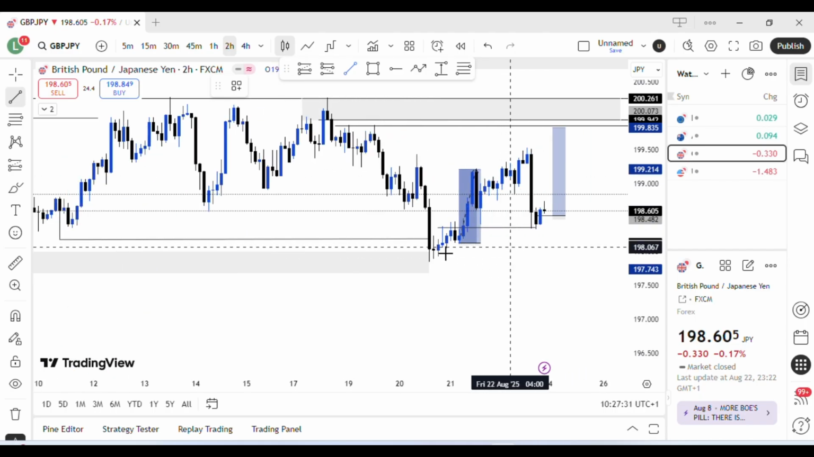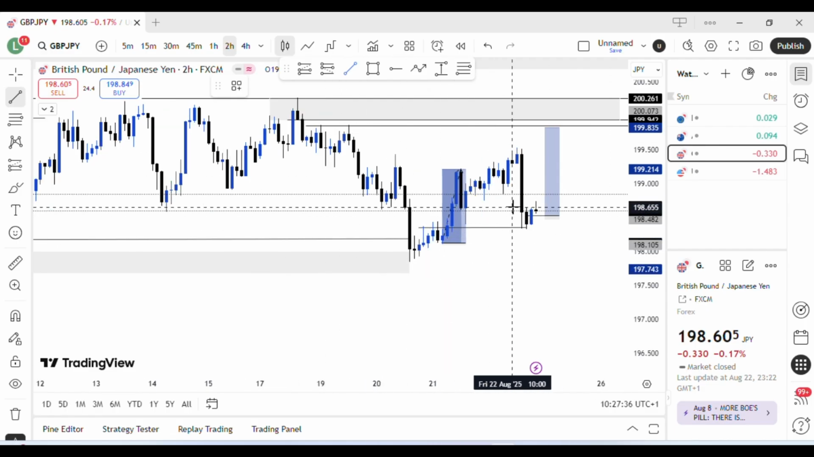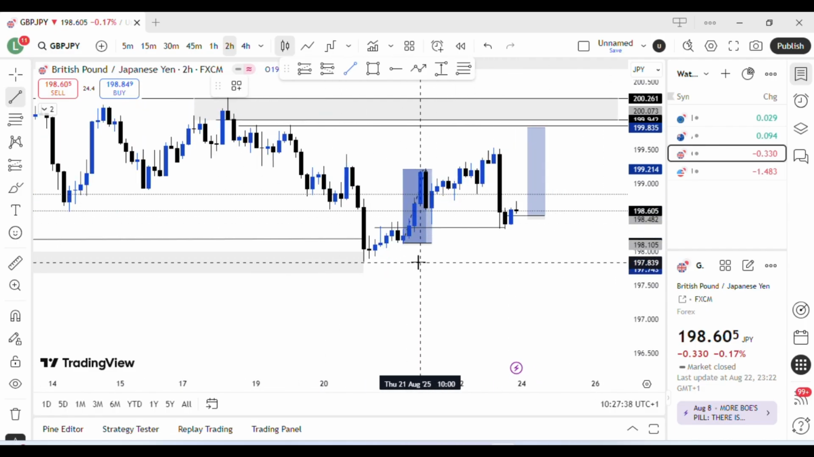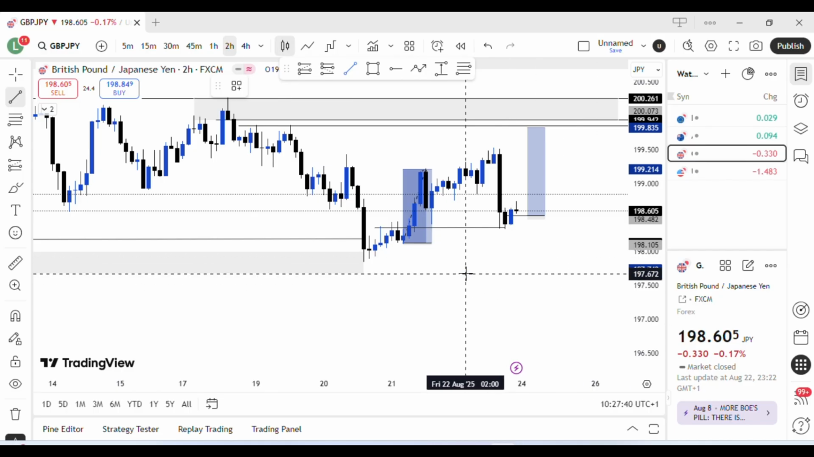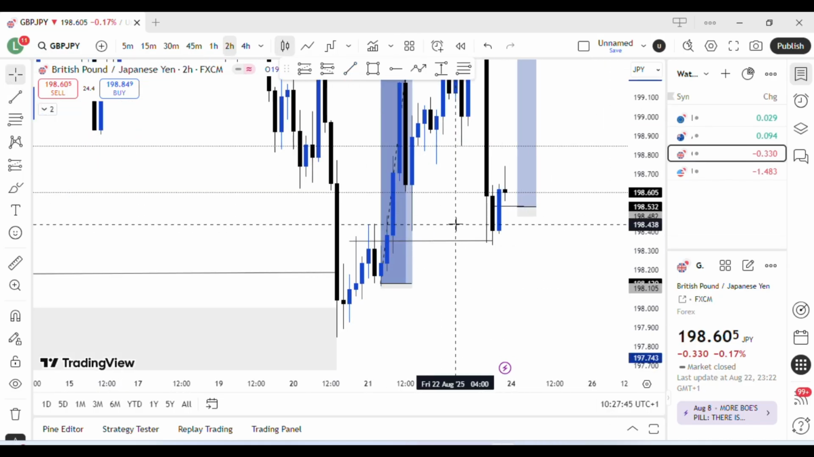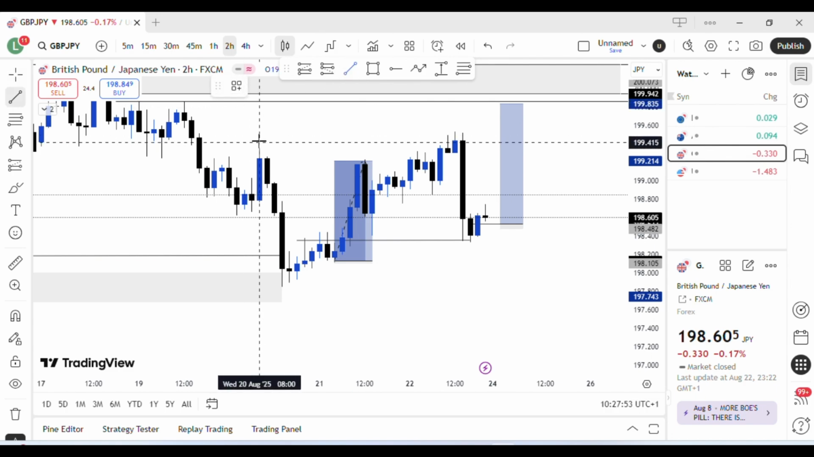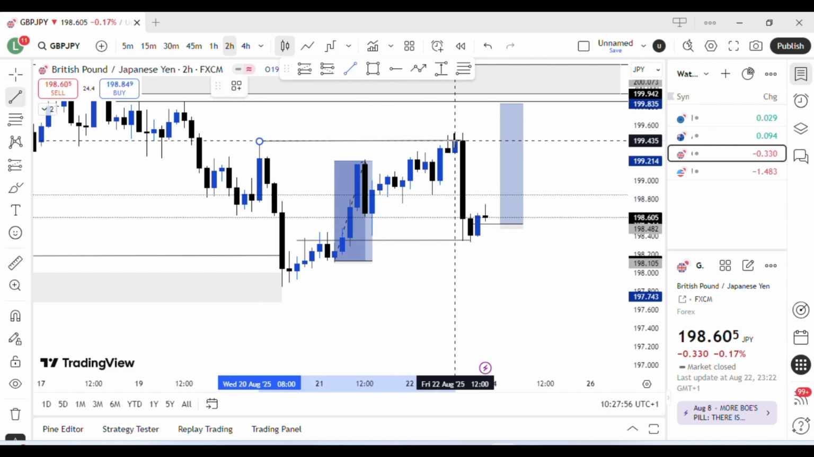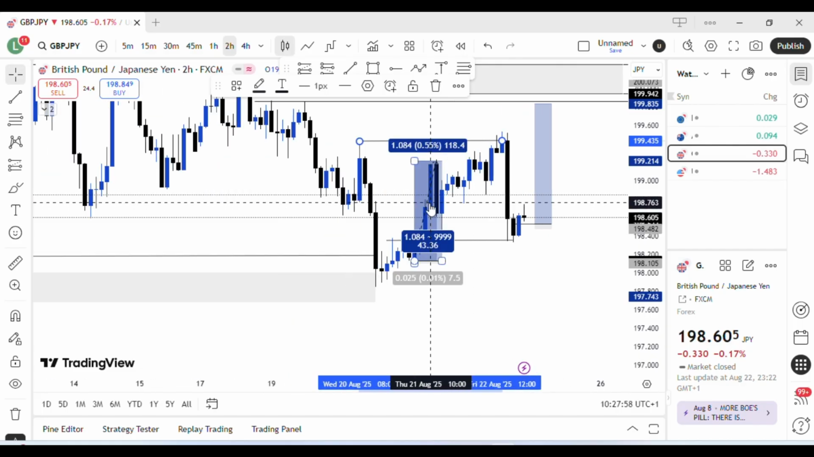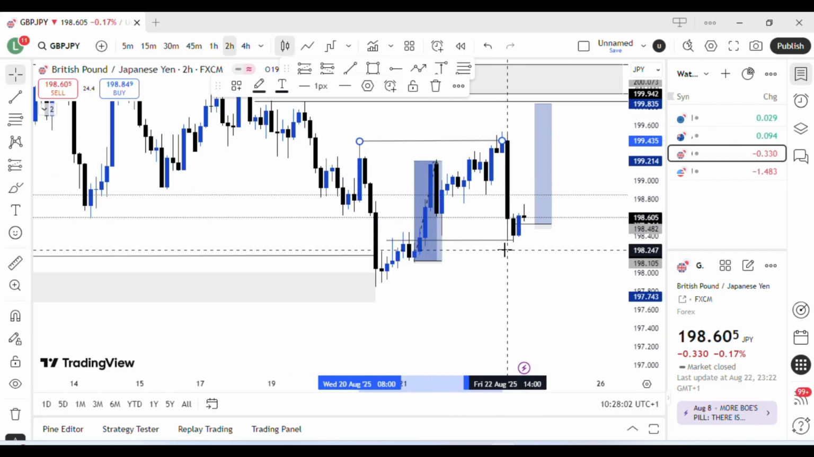As you can see, this is my buy order. I bought the market from this area. Later the market got to this liquidity up here. It tapped the liquidity and went back. It sold from this area to this area.